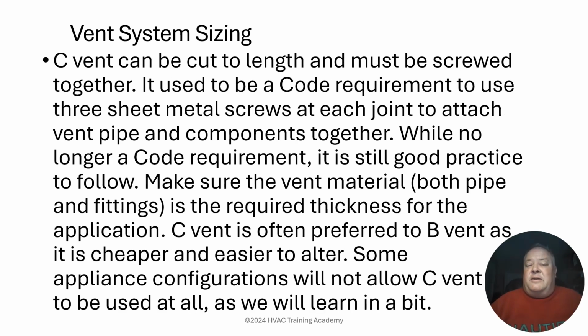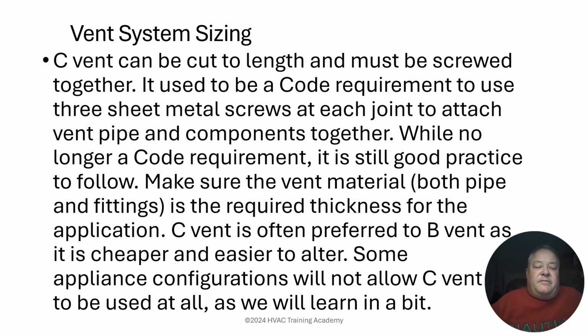Single wall or C vent, on the other hand, can be cut to length and must be screwed together. In the past, it was a code requirement to use 3 sheet metal screws to attach vent pipe and components together. No longer a code requirement, still a good practice to follow, and put those 3 screws at 120-degree intervals around the pipe.